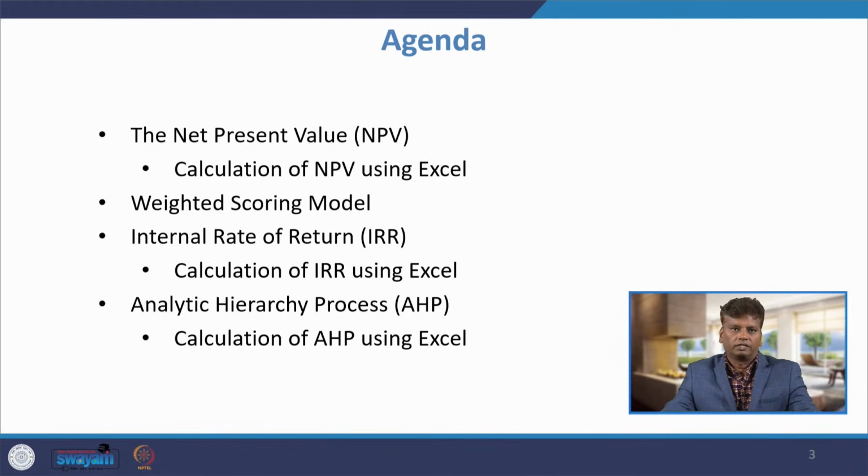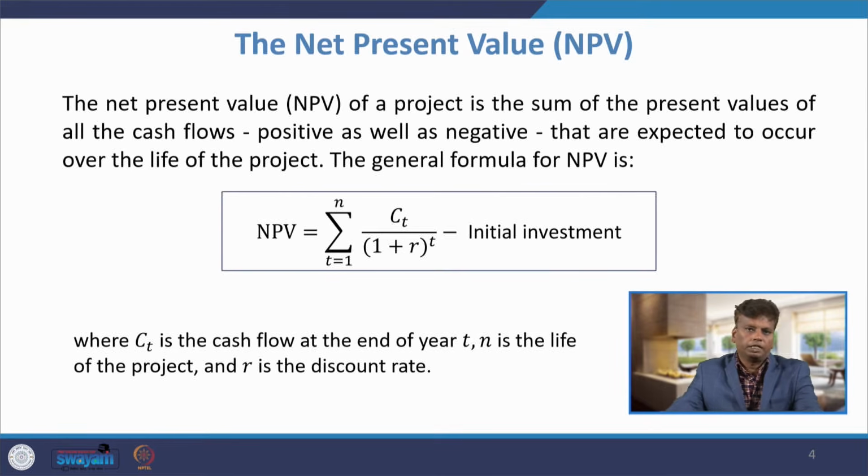The agenda for this lecture is net present value, weighted scoring model, internal rate of return and AHP. These are the techniques used for the project selection model. After explaining each technique, I am going to use Excel to give you a demo on how to use Excel for selecting a project. First I am going to explain the net present value.